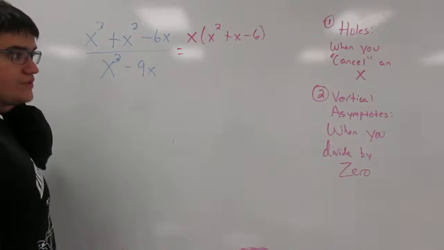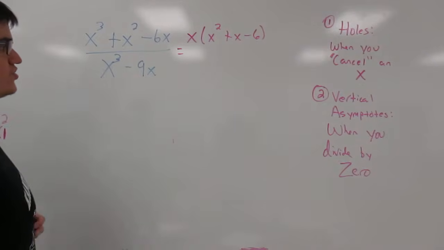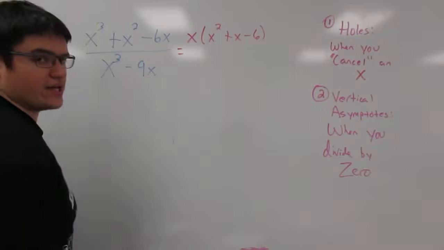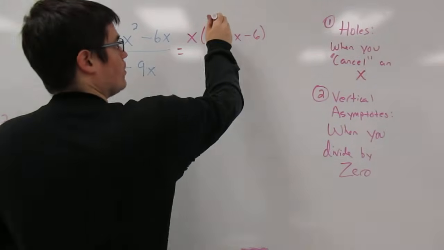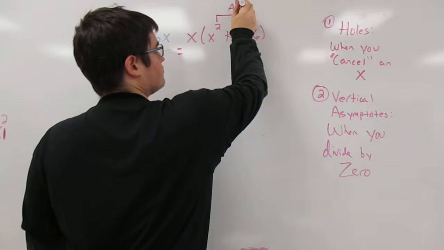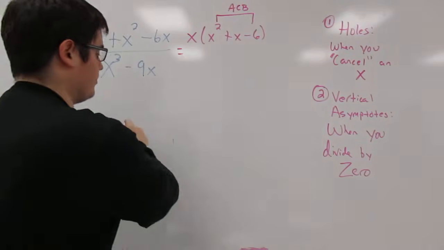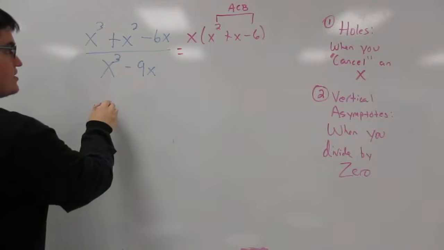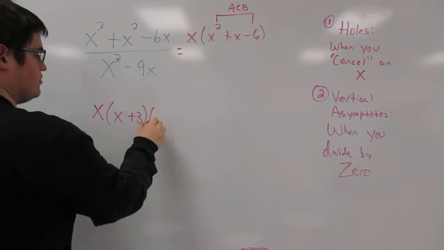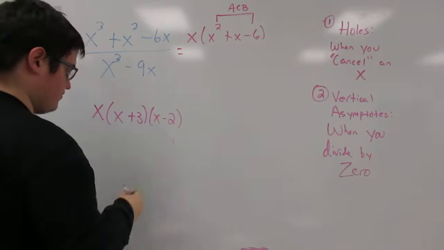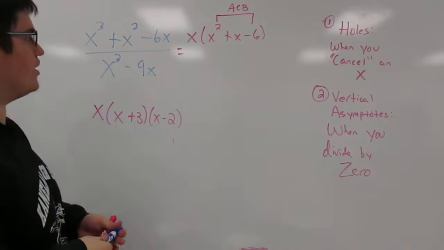Okay? That's nice. I'm going to move it down here just to make life a little bit easier. And then here, we could do our ACB method. Okay, now I'm going to bring it down here. So I have x times, that becomes x plus 3, x minus 2. Okay. As far as I could go there.